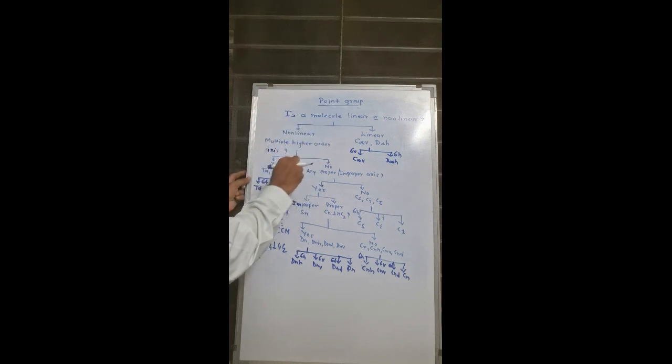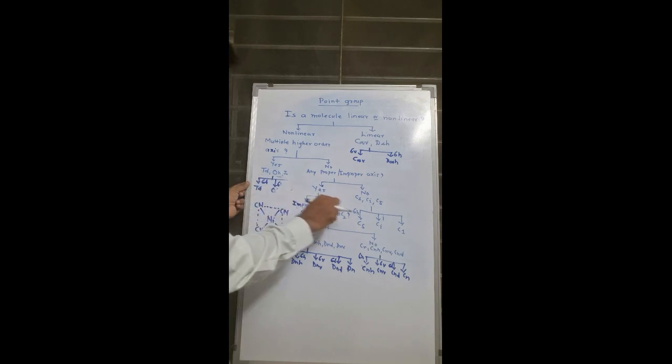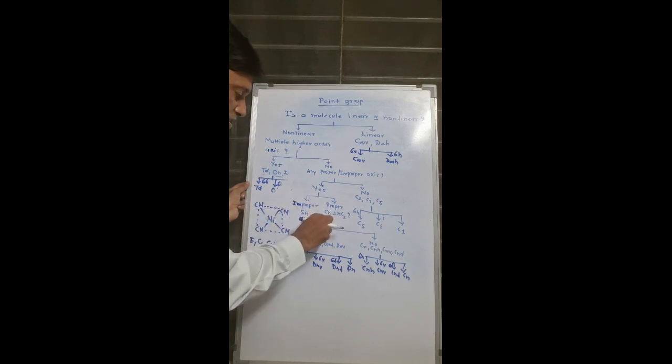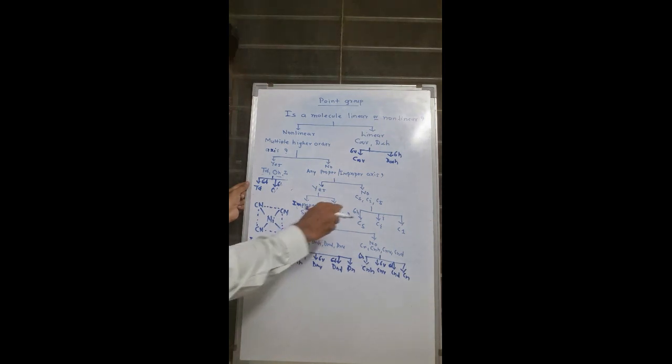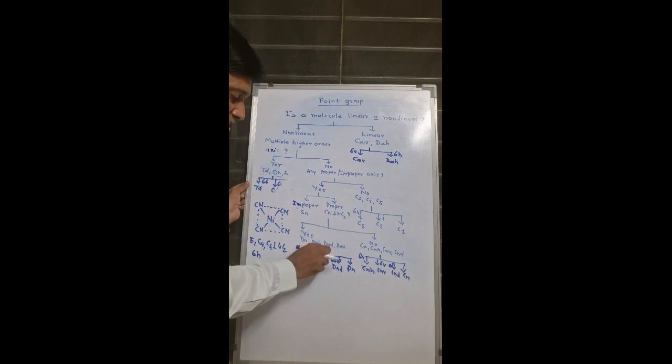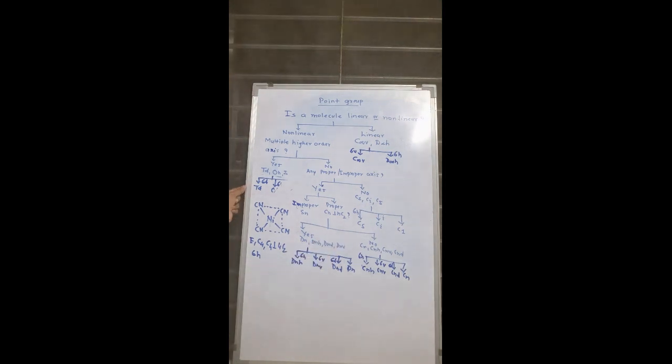This molecule is non-linear, multiple higher-order axes are absent, and C4 is a proper axis. So we have to go for this option: is C4 perpendicular to 4C2? Yes, C4 is perpendicular to 4C2, so we go for the D option. Here the order of axis n is equal to 4, meaning D4, D4H, D4D or D4V. Here sigma H is present, so the point group is D4H.